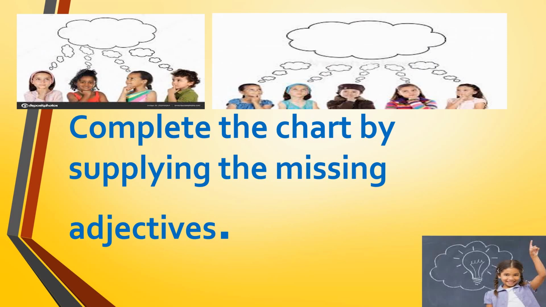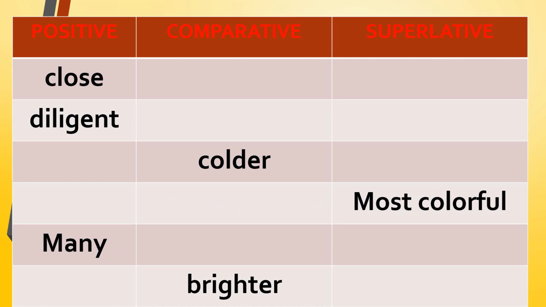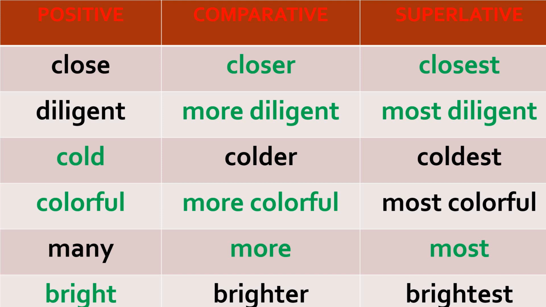Complete the chart by supplying the missing adjectives. The first column is positive, second comparative, third superlative. These are the three degrees of comparison. You have to fill the empty boxes of these degrees of comparison. Now let's see the degrees of comparison. Positive degree, comparative degree, and superlative degree.